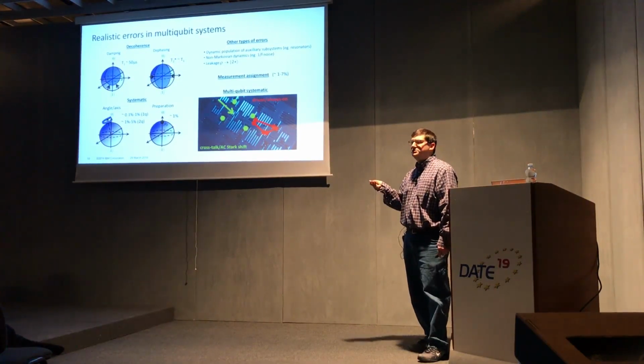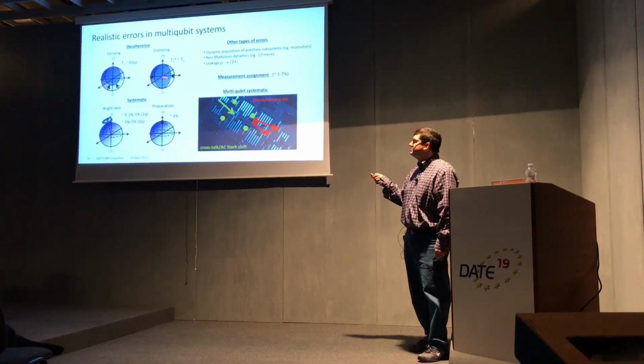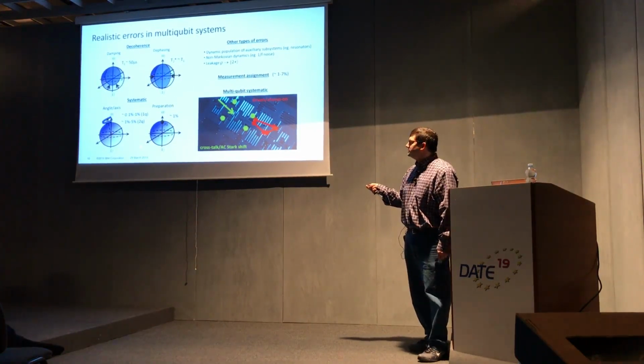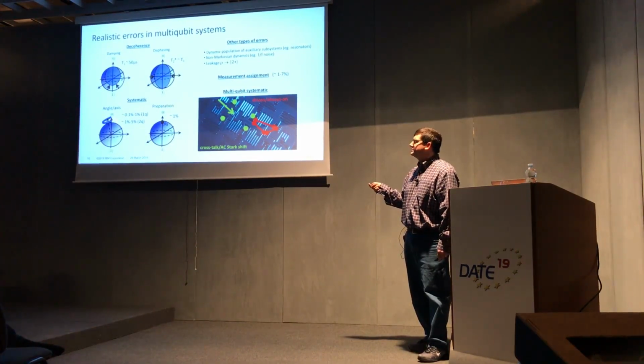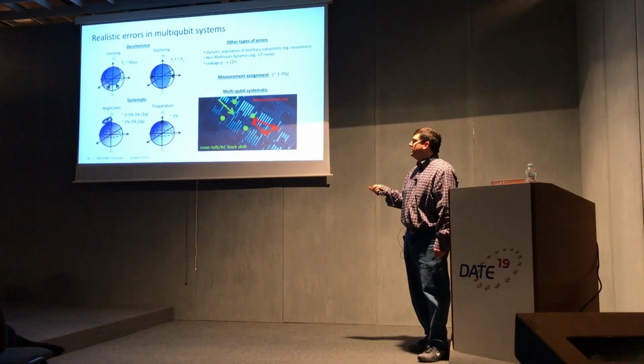I think what Ali showed earlier there, T2 overall is a little bit shorter than T1 in our systems. There are also systematic errors in the operations themselves. For example, you might want to rotate about a particular axis, but when you apply the pulse, the axis is actually misaligned. So you can have errors like this. You can also apply the pulse for the wrong amount of time, so you can rotate past where you intended to go, and things like this.